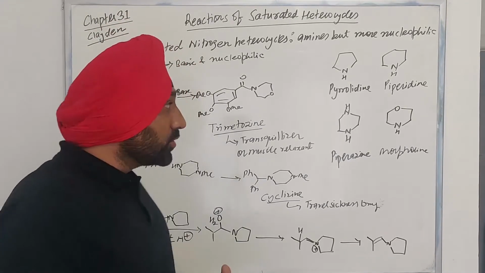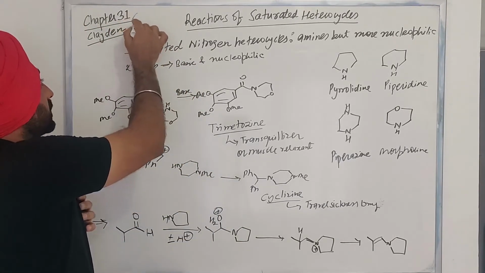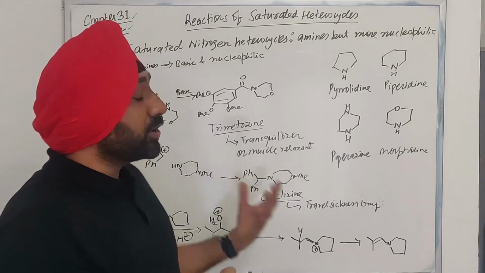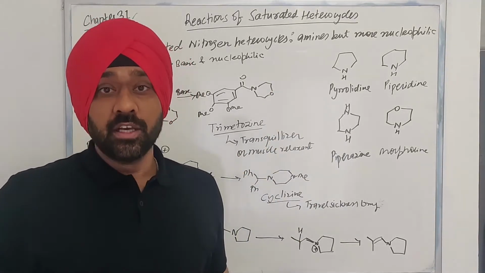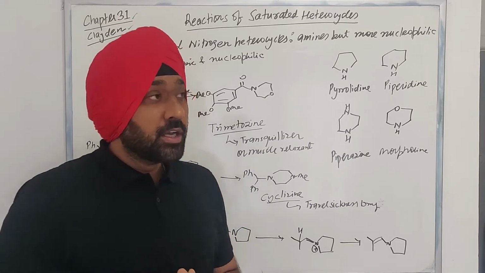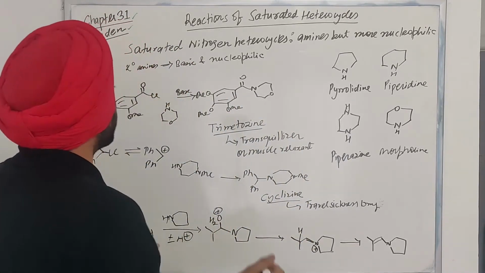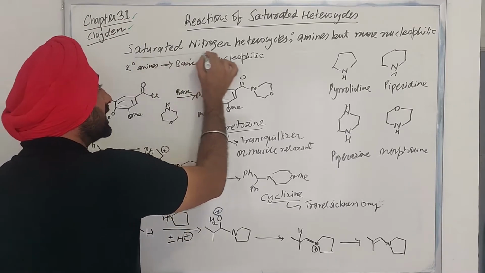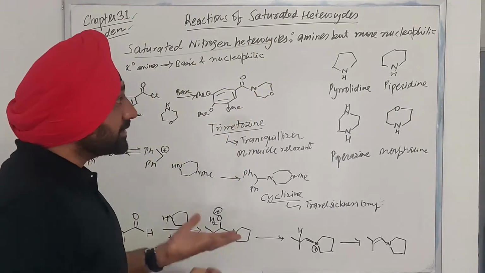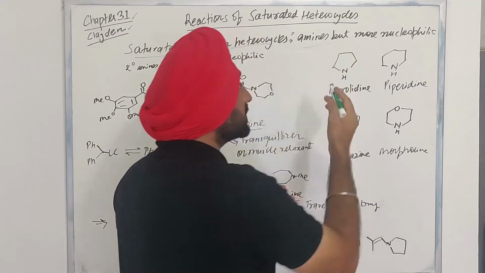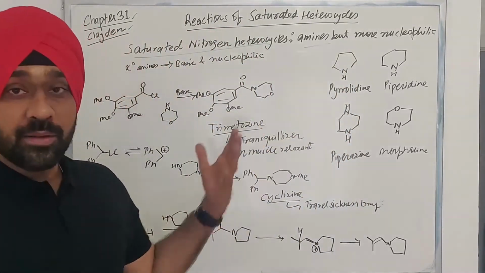So in this video we are going to talk about chapter 31 from the book Clayden, and it is going to be on saturated heterocyclics and their stereoelectronics. The first thing that we are going to discuss in this chapter is the saturated nitrogen heterocycles, and it discusses why amines are more nucleophilic.